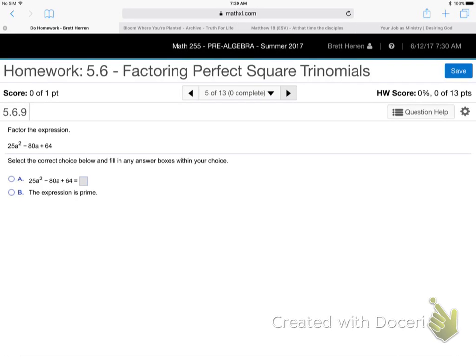Okay, so 25a squared minus 80a plus 64. Yeah, these are going to be more complex. Let me help you with these. I'll start to slow down here, and this will kind of start to get us ready for the hard ones in 5.4.